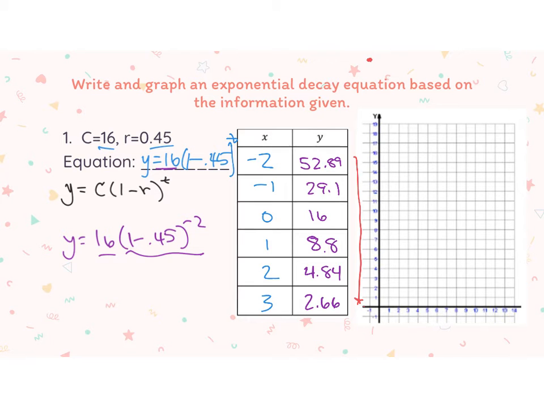0 is 16. So 16 is right there. 1 is 8.8, right about there. 2 is 4.84, right about there. And then 3 is 2.66. Okay, so now if I connected these, it's going to come down. And here's where it's going to turn and level off to the x-axis that way. Okay, there's the decay. It's going down. Decreasing. Okay.